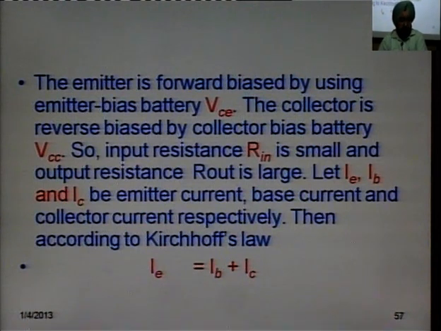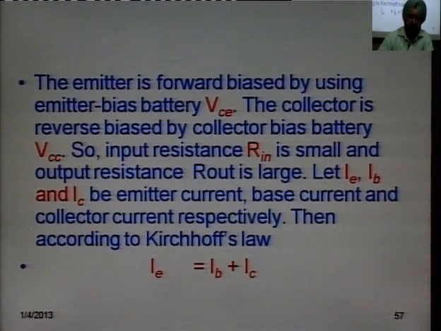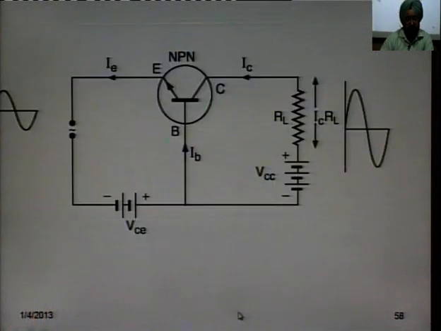In this case, the emitter is forward biased by using the emitter bias battery, the collector is reverse biased by the collector bias battery. So, input resistance is small, output resistance is large, and we have been using these notations. Emitter current is written as IE, base current as IB, collector current as IC, again IE is equal to IB plus IC. This is how you can use it as a common base.